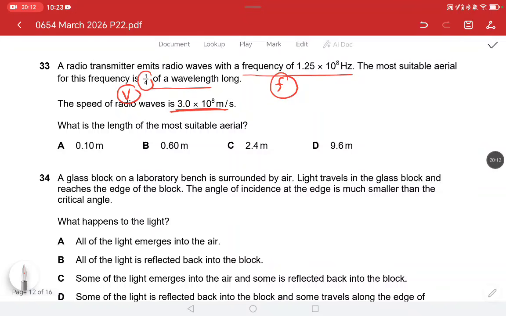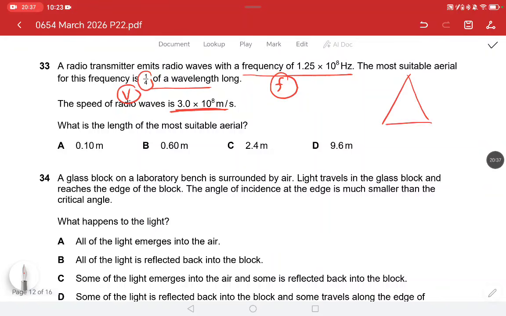By the way, they may not give you the speed sometimes, because the speed of radio waves, or of the whole electromagnetic spectrum, is the same. It's 3 × 10⁸ meters per second. This is the speed in vacuum. So we are talking now about the most suitable length. You have to recall the formula.